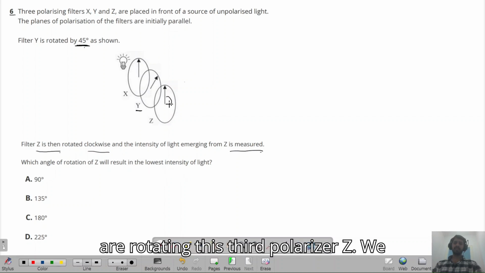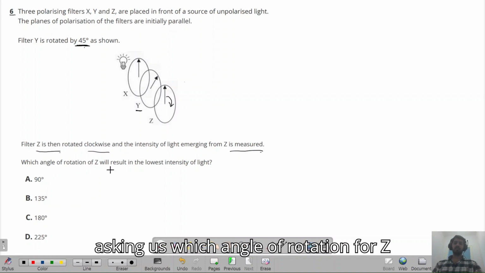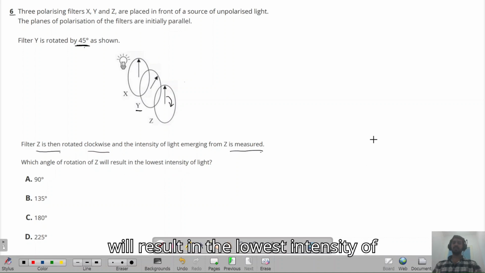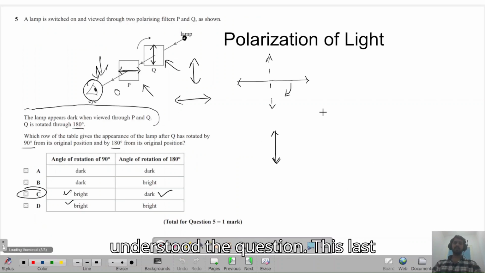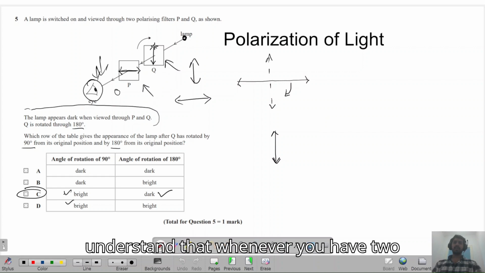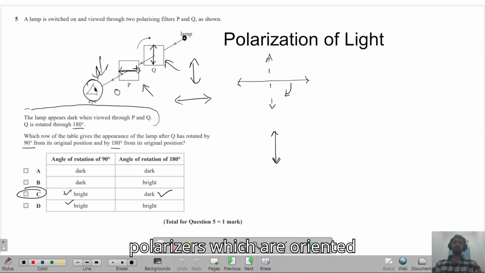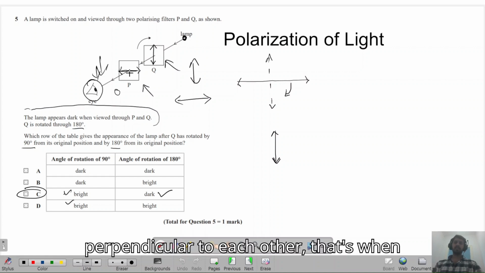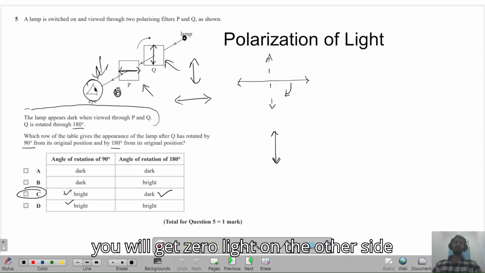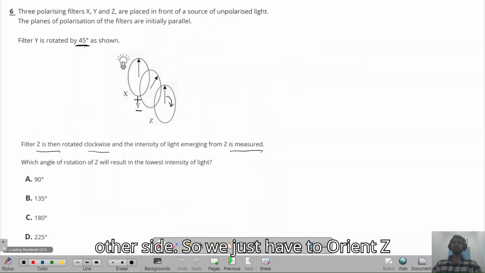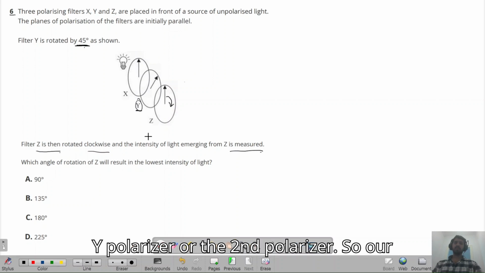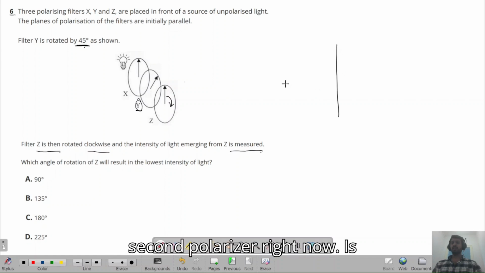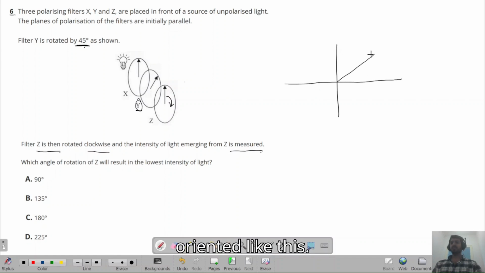So we are rotating this third polarizer Z clockwise, and they are asking us which angle of rotation for Z will result in the lowest intensity of light. Now, if you remember the simulation that I showed you in the beginning, and if you understood the last question that we solved, you should understand that whenever you have two polarizers which are oriented perpendicular to each other, that's when you will get zero light on the other side, or the lowest intensity of light. So we just have to orient Z so that it is perpendicular to the Y polarizer, or the second polarizer. So our second polarizer right now is oriented like this.